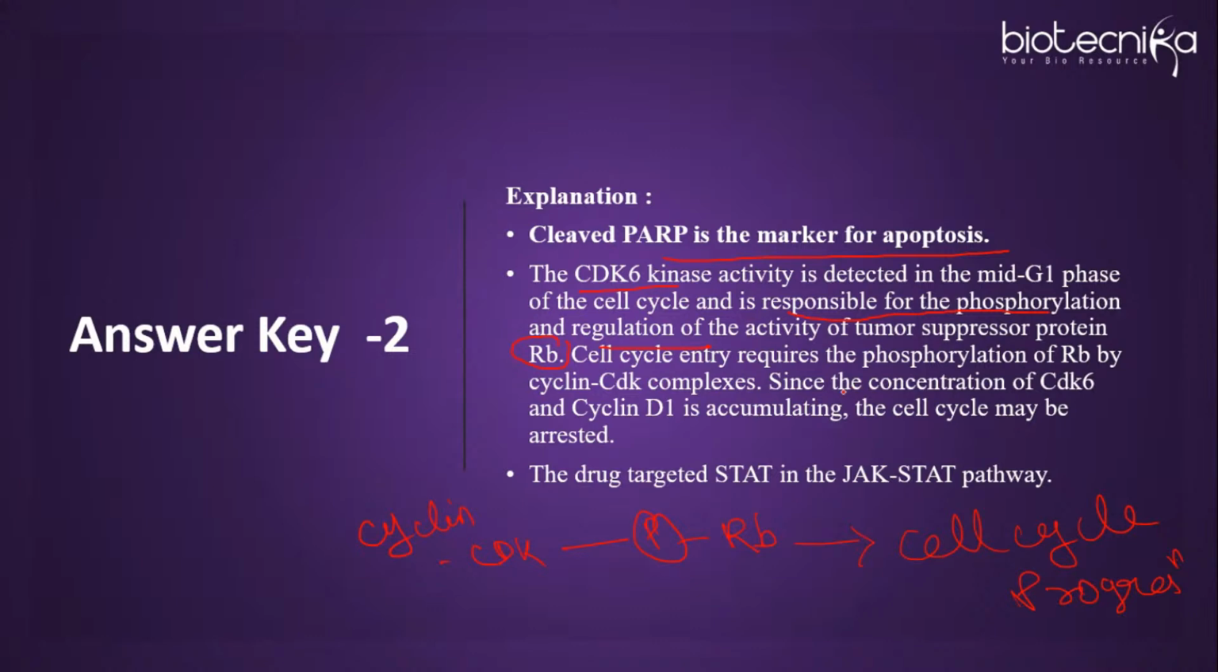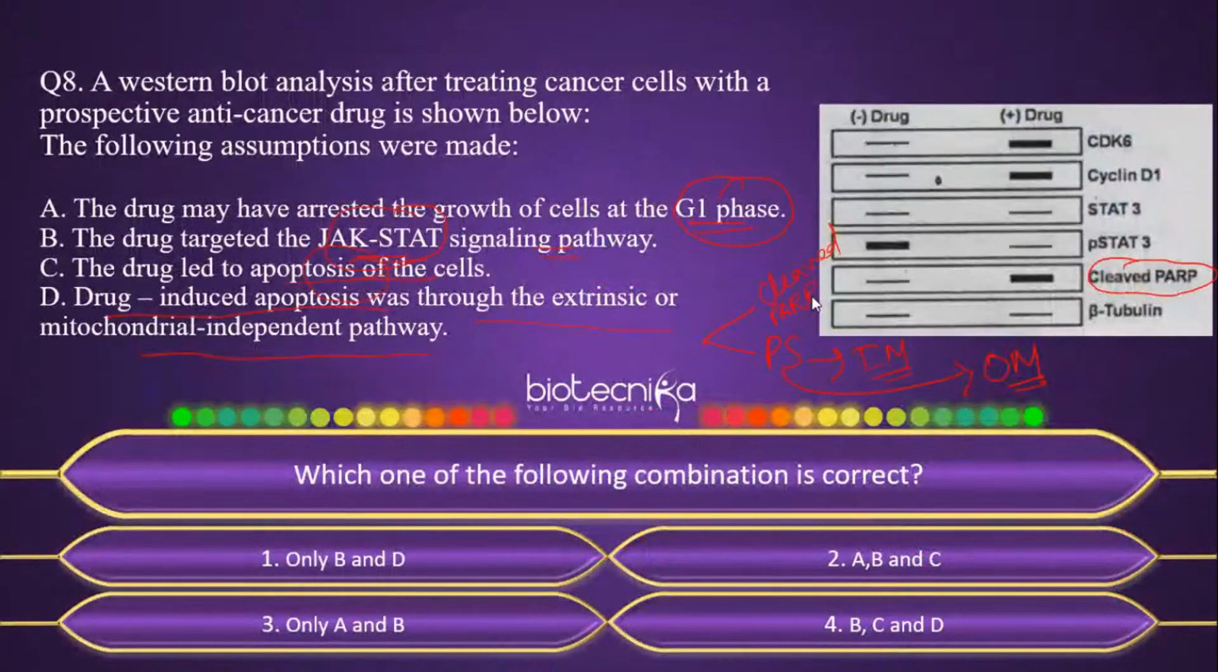Since we have seen the concentration of CDK6 and cyclin D1 is accumulating, the cell cycle may be arrested. That's what is shown in the graph. If you look at CDK6 and cyclin D1, you have much thicker bands. That is the accumulation. But when you see the JAK-STAT proteins, that is STAT3 and p-STAT, these are the products of the JAK-STAT pathway. Here the bands are thin. Why? Because the drug might have targeted this pathway. That's why you're not getting the bands over here properly.